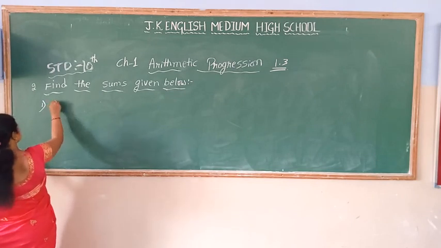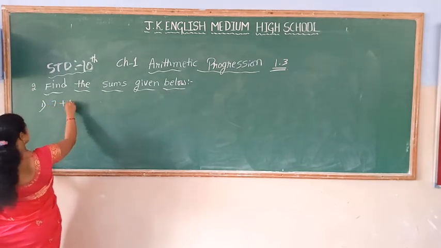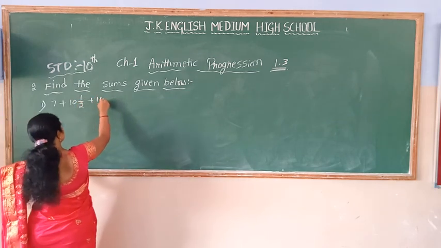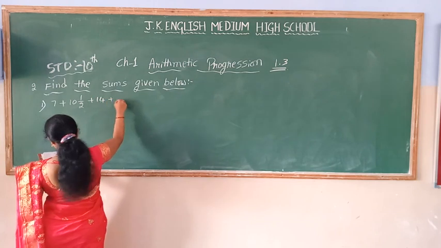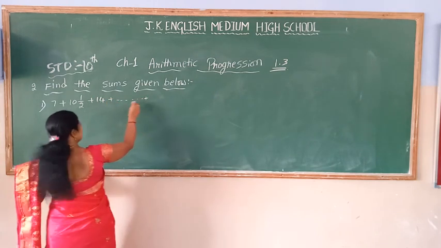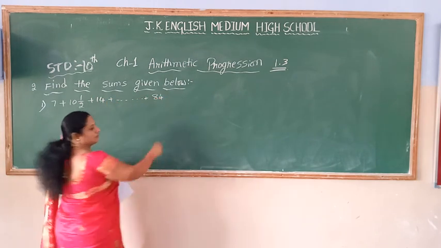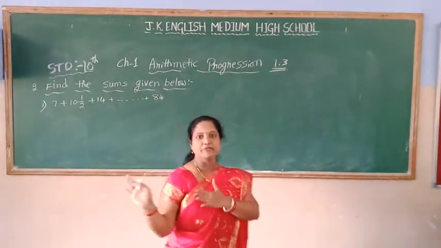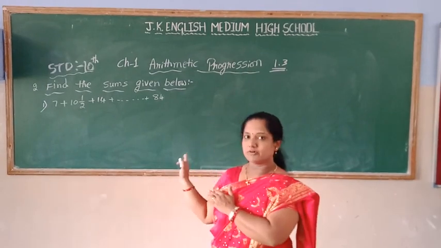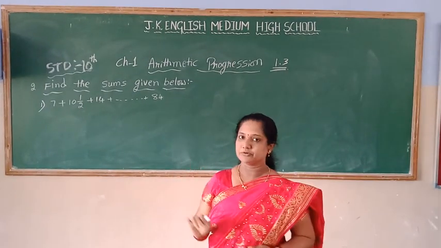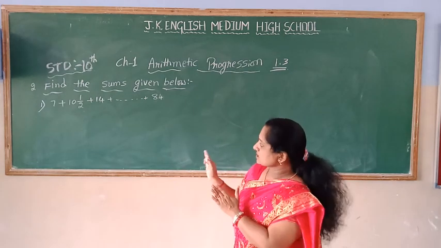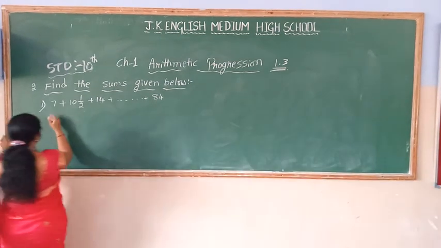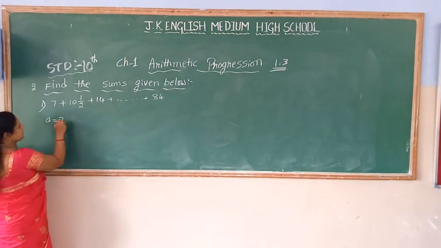They gave an arithmetic progression in this way, this first question. To find the sum, you observe the question now. They gave one arithmetic progression, and I will find the sum of all the terms of this arithmetic progression. So by seeing this question, I want to know what is the first term, the a value. This a value is 7.